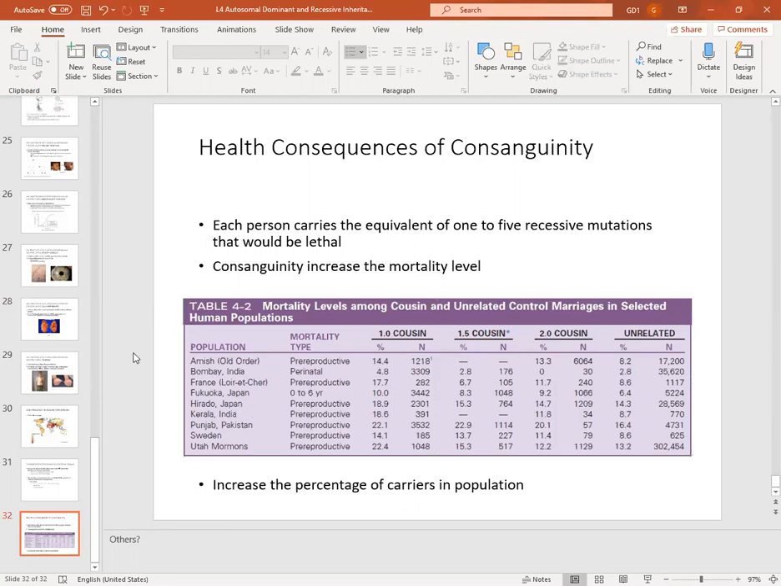Okay, we go to the end of the lecture. And next, we will learn about sex chromosome related disease, and also mitochondria, which is quite more complex to understand. So I will send my PPT to you first next week.